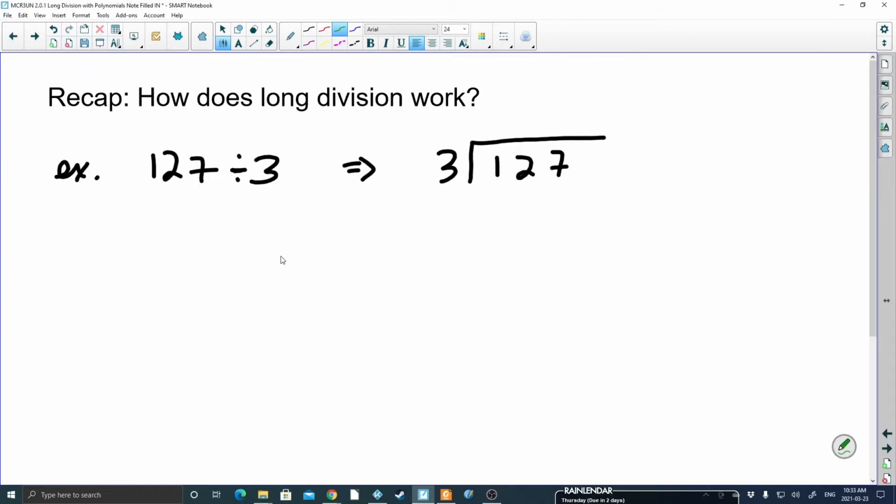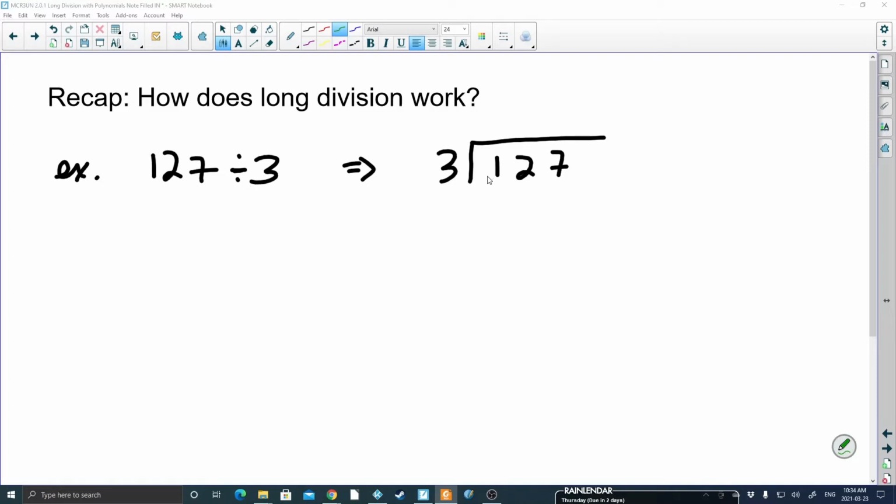Now, we're going to be using long division in this lesson, and I wanted to start by recapping how long division works. We haven't used long division in many years probably at this point in our lessons, so it's probably a good idea to just refresh our memory, and different teachers teach us different ways. This is the way that I was taught how to do long division. So let's say we want to divide 127 by 3.